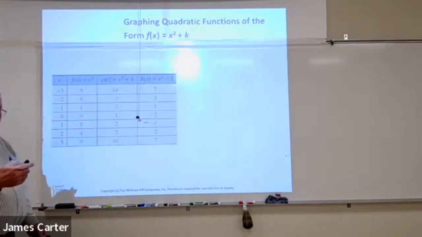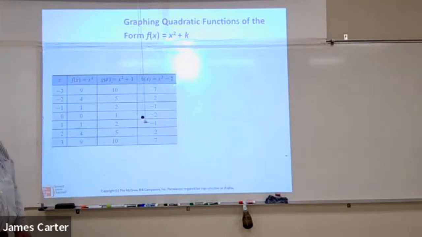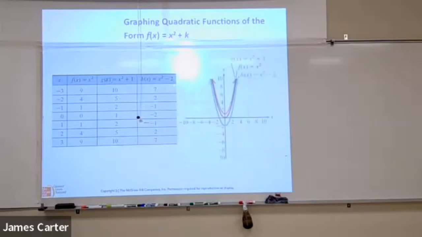Can't use my pointer because it doesn't show up in the video. That red one, that's when I use that bigger green one most of the time, except it's at home on the charger.